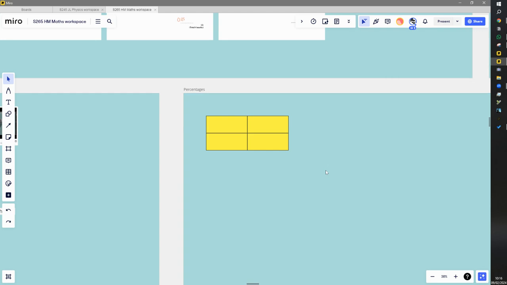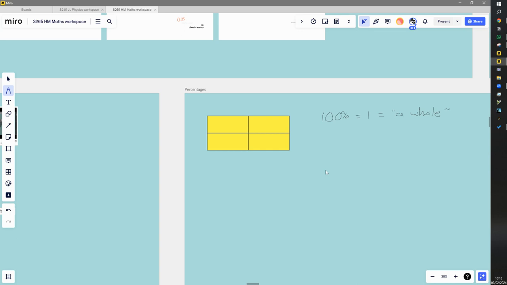So what is a percentage, or what do percentages mean? Well, 100% essentially means one, or a whole. The whole thing. What percentage of this cake do we have at the moment? We have 100% of it. We have all of it.